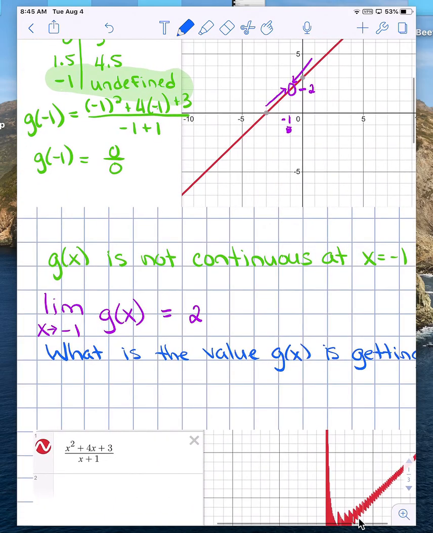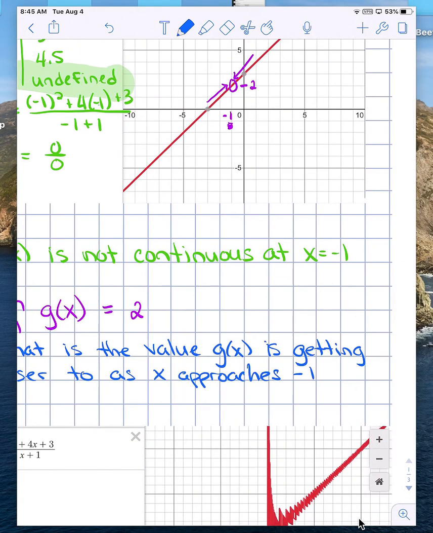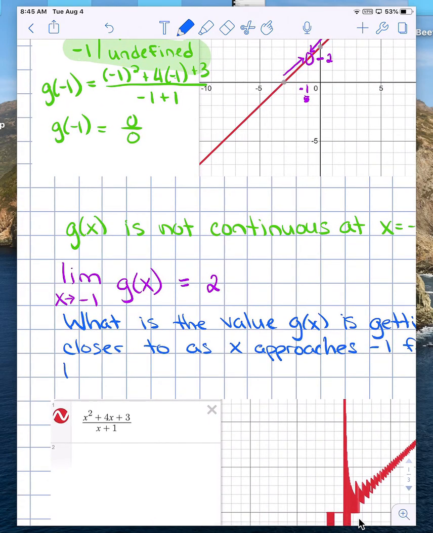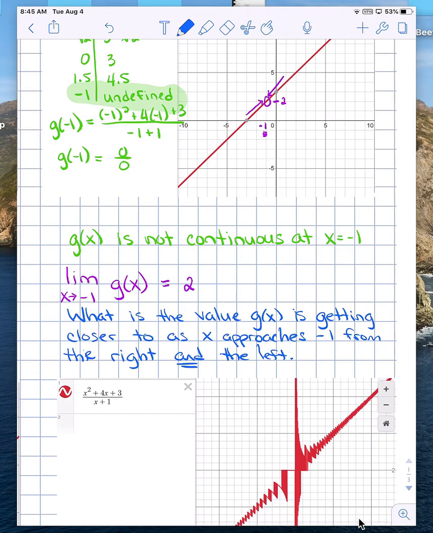Sorry for that clicking of the pencil, but is getting closer to as x approaches -1, and I'm going to add this on now. This is our informal definition of a limit from the right and the left. This will be more important later on in different types of functions, but it's something to remember.